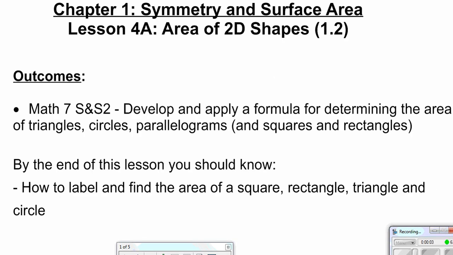This is lesson 4A, your second review video for symmetry and surface area. This video is going to review how do you find the area of rectangles, how do you find the area of a triangle, and how do you find the area of a circle. Some of you have these notes, and some of you it would just be a good idea to watch and review this lesson just so you're familiar with everything before we move to surface area.